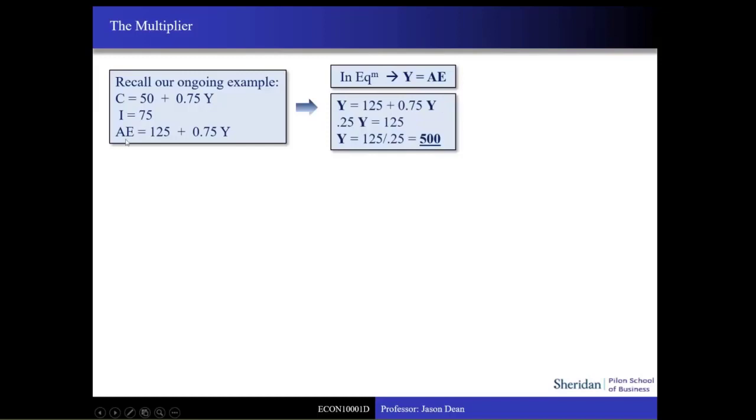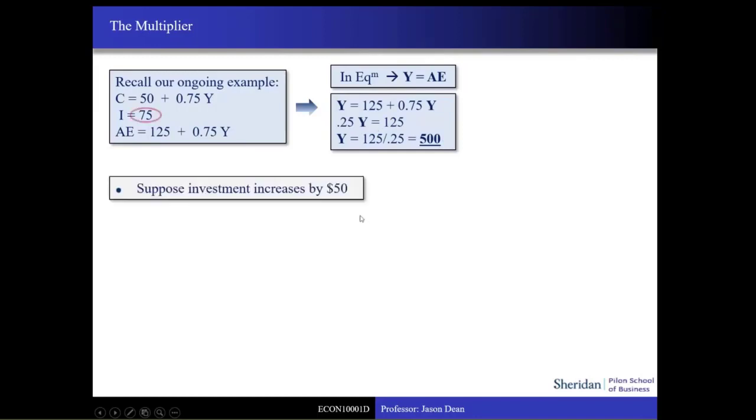So all we did here was take this and replace AE with y. Then we just isolate y. We get 0.25y equals 125, and then we bring that underneath. So y is equal to 500. And we know that that was the equilibrium. So to solve for it algebraically, we can just do this procedure.